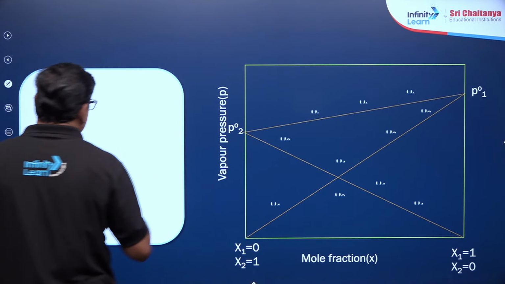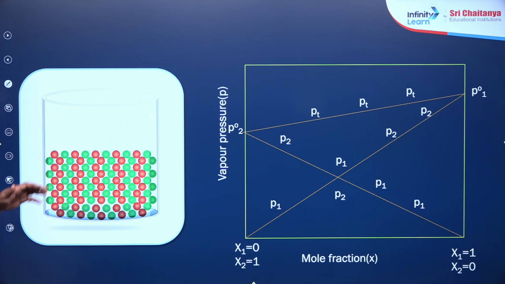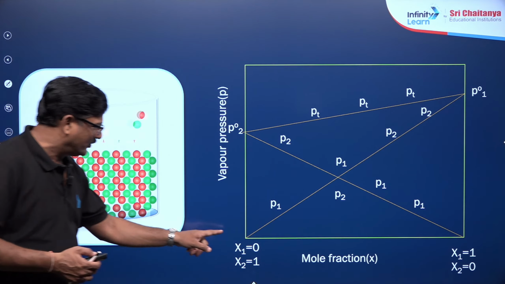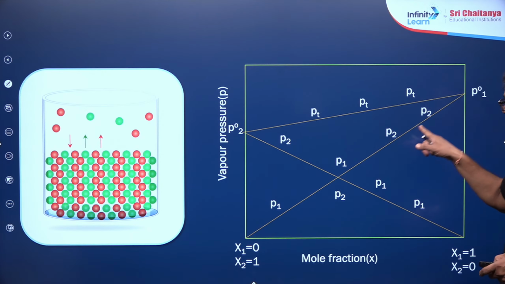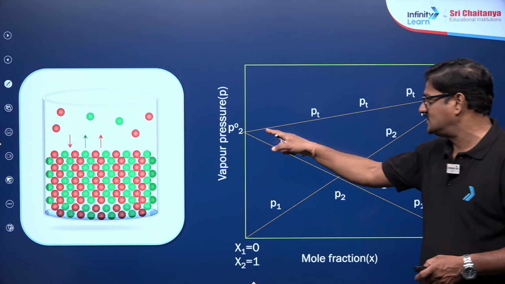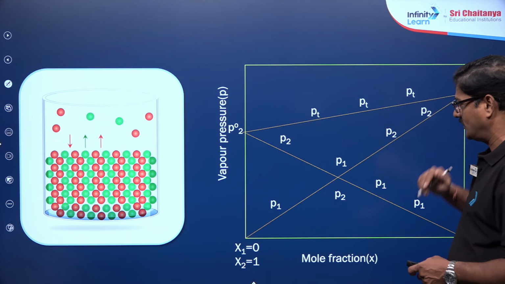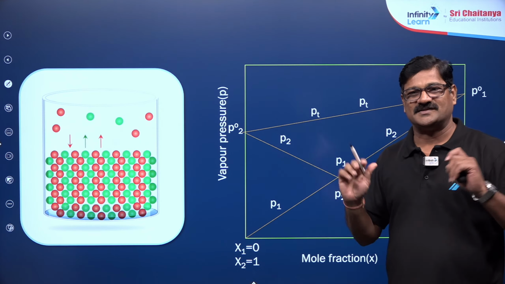I want to say, if A and B are there, now it is all about A and B components. A component is shown like this and B component is shown like this, and this is the solution component shown like this for your better understanding.